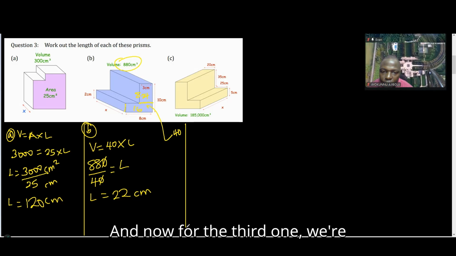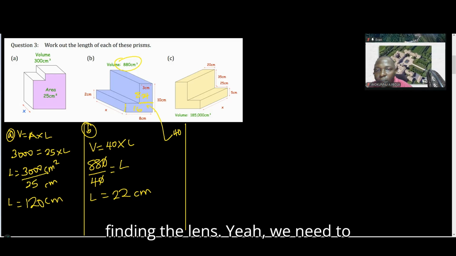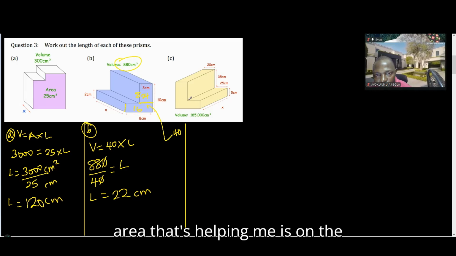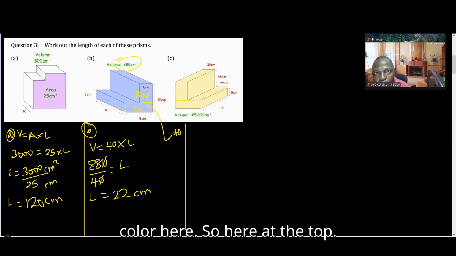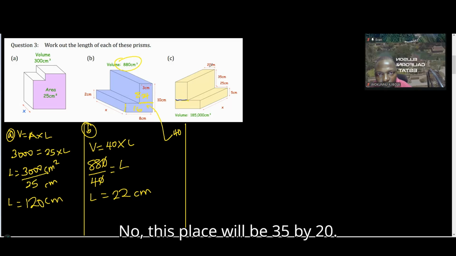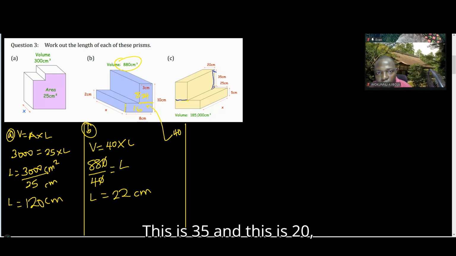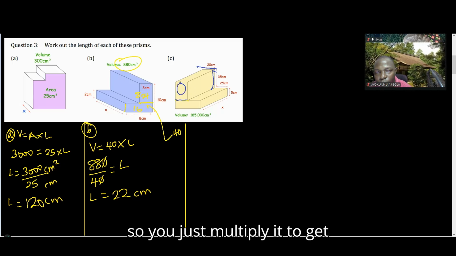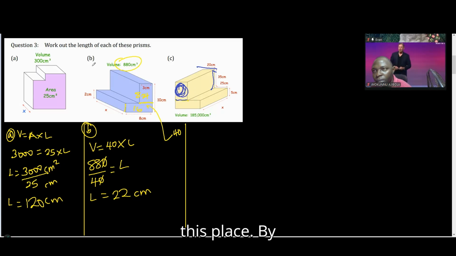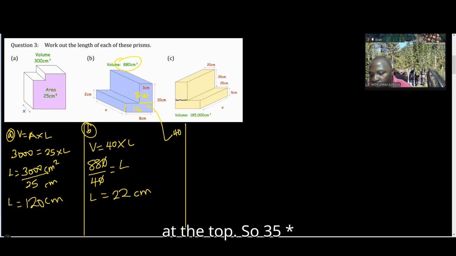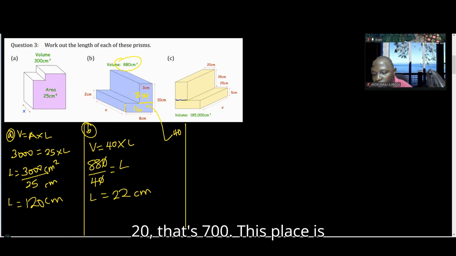And now for the third one, we're finding the length. We need to find the area of this place. The area at the top, I'm using a color here. So area at the top, this place will be 35 by 20. This is 35 and this is 20. So you just multiply to get this place. 35 by 20, so that is the area at the top. So 35 times 20, that's 700.